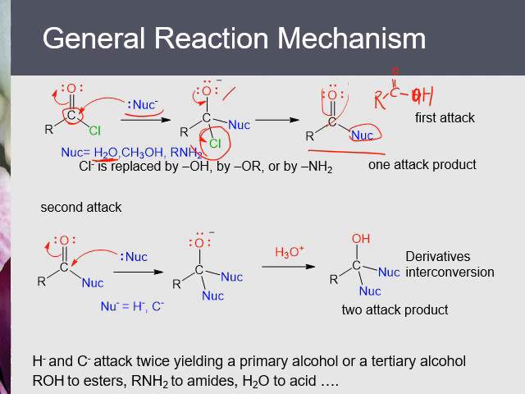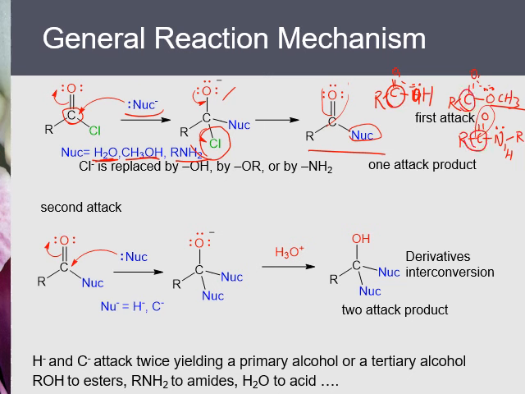Now, if the nucleophile is alcohol, then the product will be an ester, for example, methoxide. If it's amine, the product will be an amide. Note that in carboxylic acid, the OH has lone pair electrons. Here, the ester oxygen has lone pair electrons, and the nitrogen has lone pair electrons. This lone pair electron conjugates with the C=O double bond. And so this conjugation makes the carbonyl carbon less reactive.